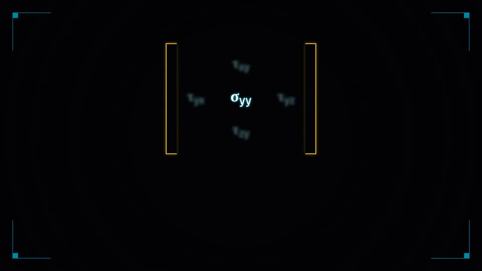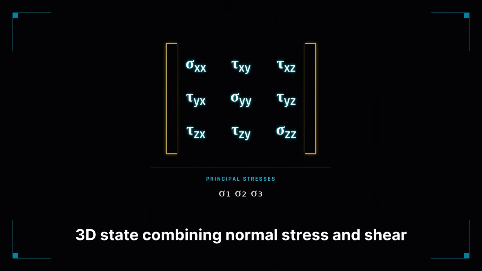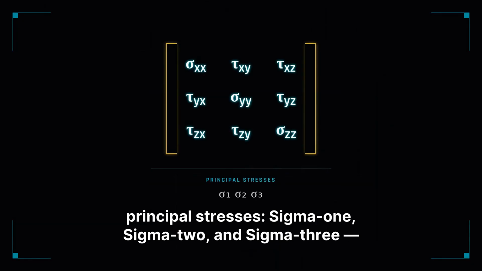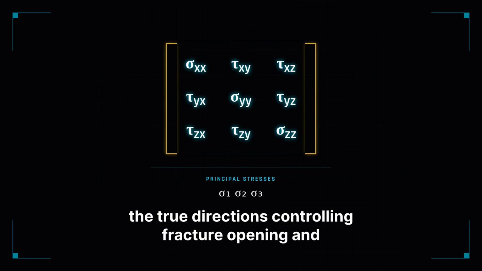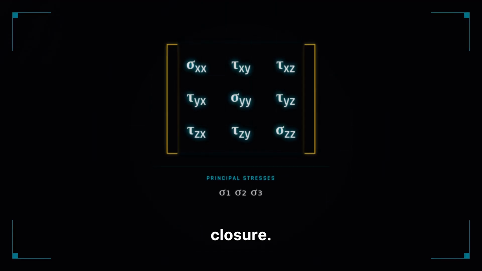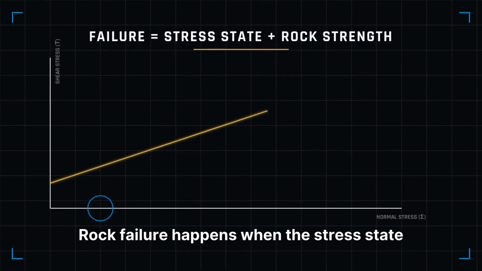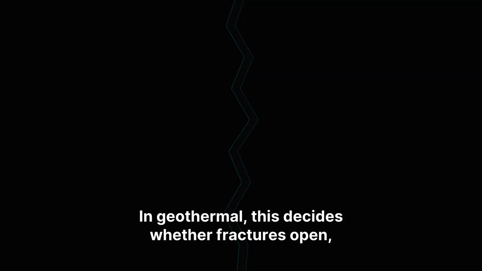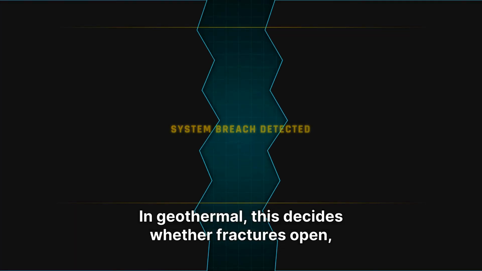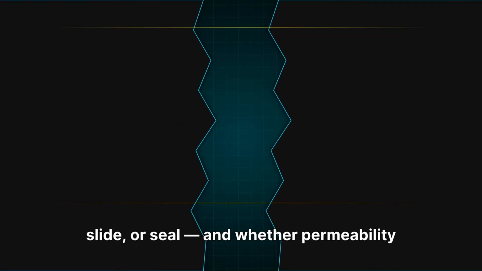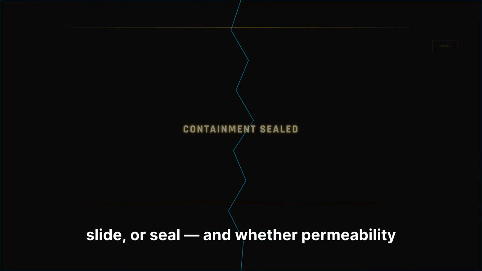Stress is not a number, it is a tensor, a full 3D state combining normal stress and shear stress on different planes. Once you solve it, you get the principal stresses: sigma 1, sigma 2, and sigma 3, the true directions controlling fracture opening and closure. Rock failure happens when the stress state crosses the strength boundary. In geothermal, this decides whether fractures open, slide, or seal, and whether permeability is created or destroyed.